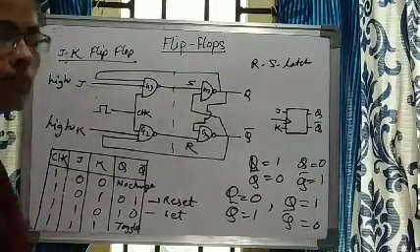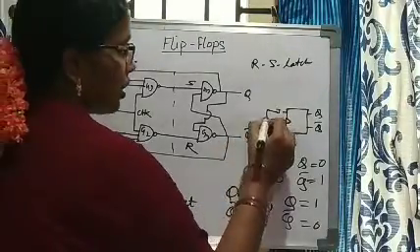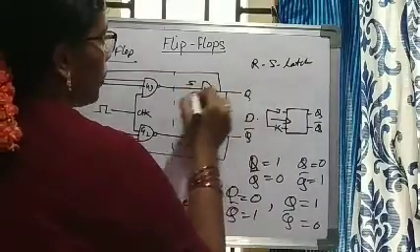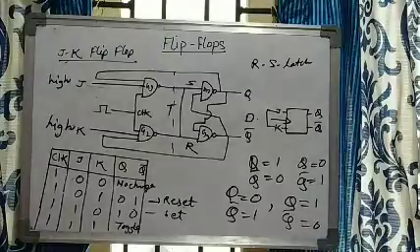And your D flip-flop and T flip-flop are nothing but extensions of the JK. If we join both J and K, then that is a T flip-flop. And if we join R and S, we get a D flip-flop. That we will discuss in the coming classes.